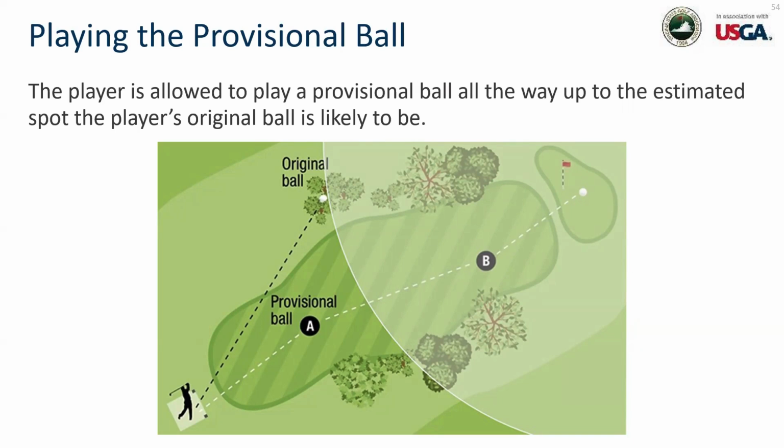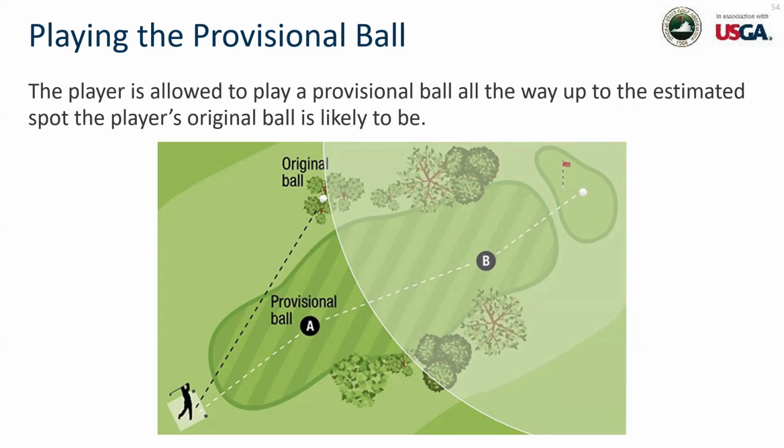Then walk on over to those trees and he has 3 minutes to try to find it. If he does find it, he does have to continue play with the original ball. He can't decide that, ooh, I don't actually like where this ball ended up, just going to continue play with my provisional. Not allowed under the rules.